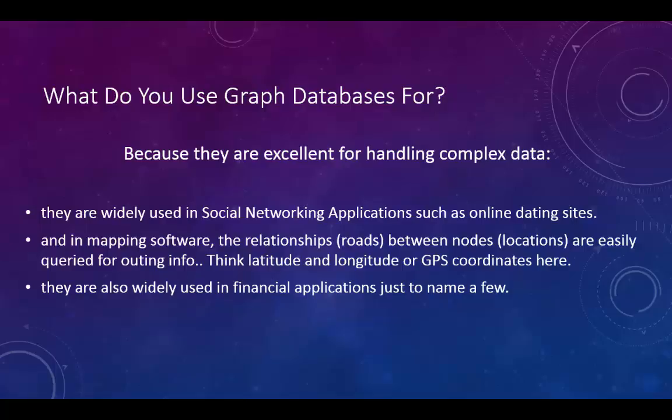Now that we know Neo4j is a graph database and what a graph database is, let's talk about how and why you would use a graph database. Graph databases are widely used in social networking applications such as online dating sites, and they are used within mapping software. The relationships can be seen as roads between nodes or locations. These are easily queried for routing information. They are also widely used in financial applications, just to name a few.